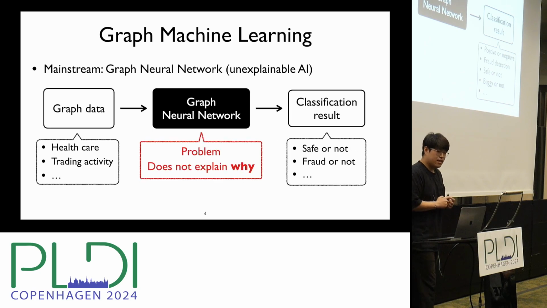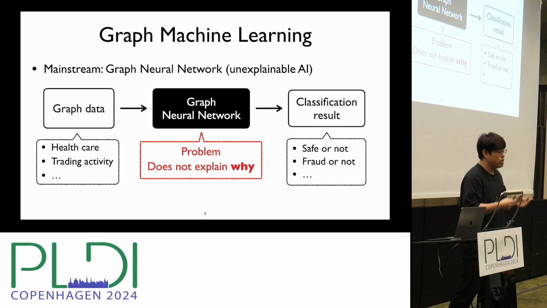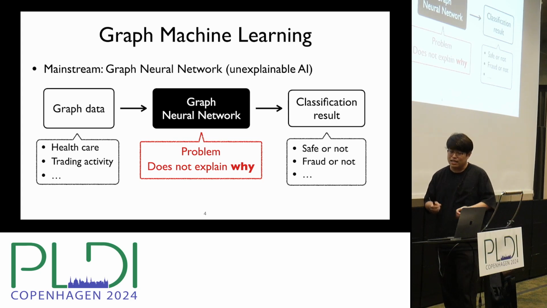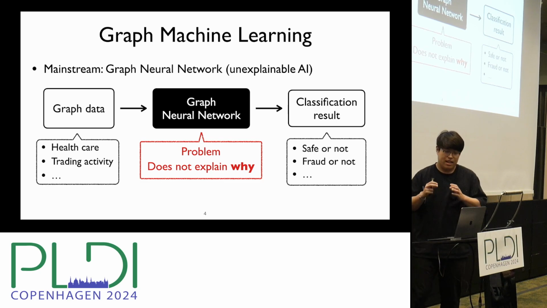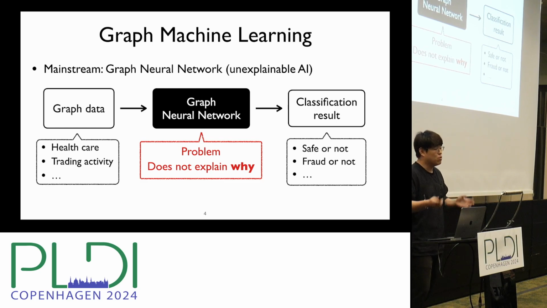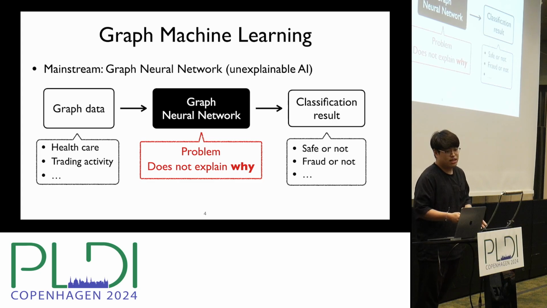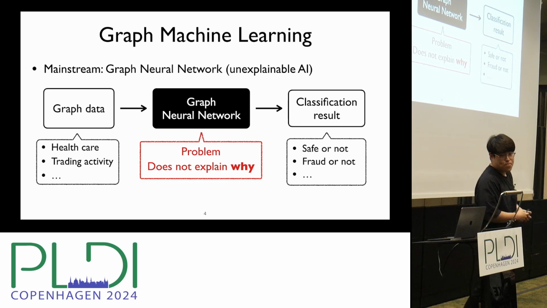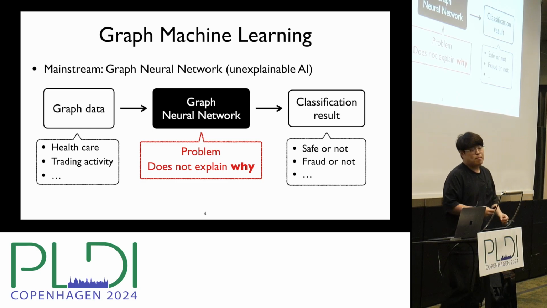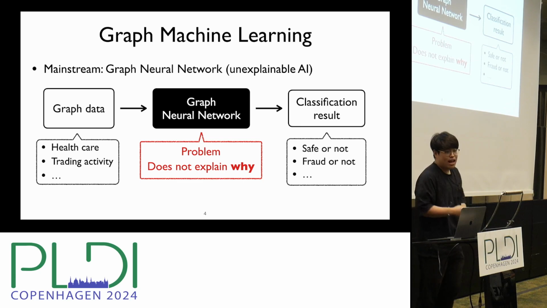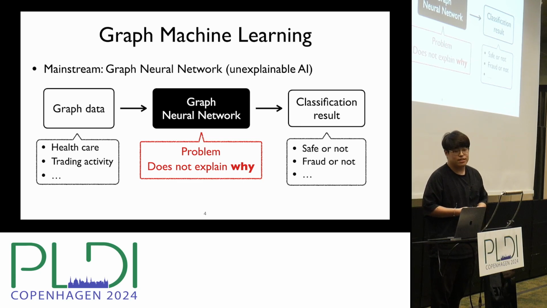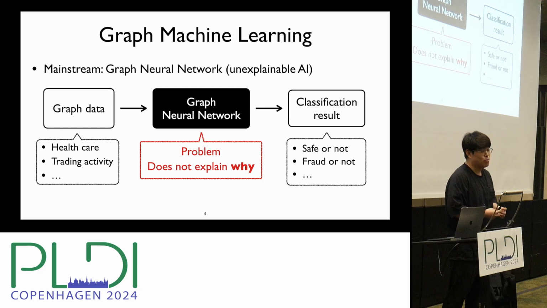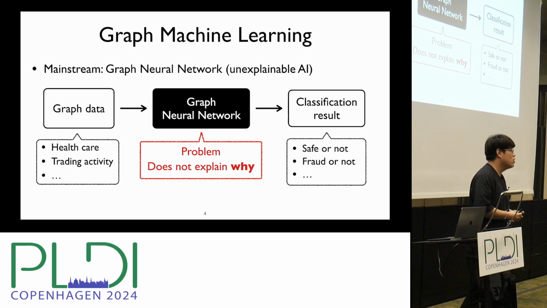But this mainstream method also has a well-known problem named explainability. This black box method does not explain why it made the predictions, and the value of explainability is growing very fast in machine learning. For example, in some applications like healthcare or fraud detection, explanations are not optional because they are related to human safety.